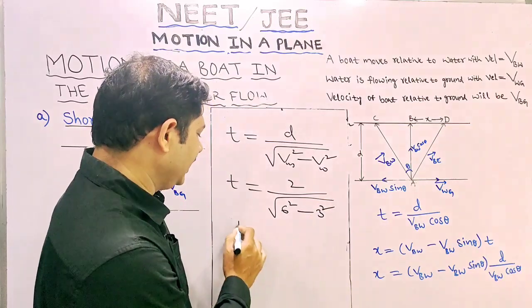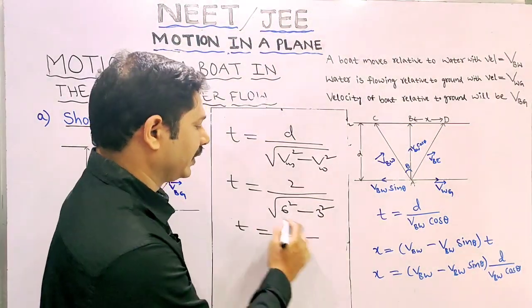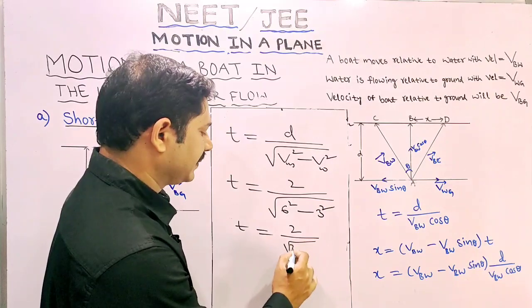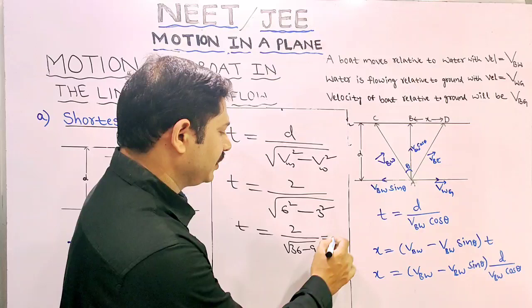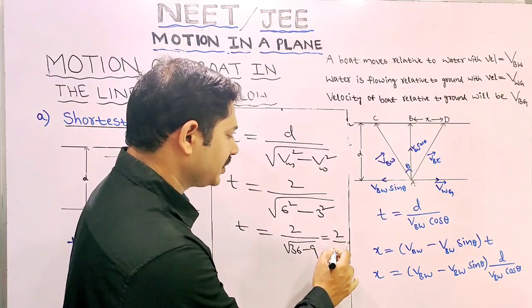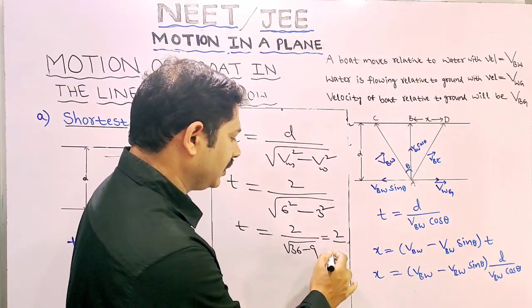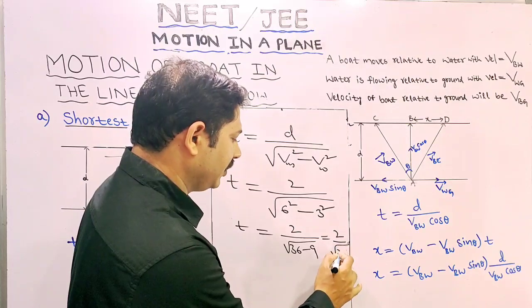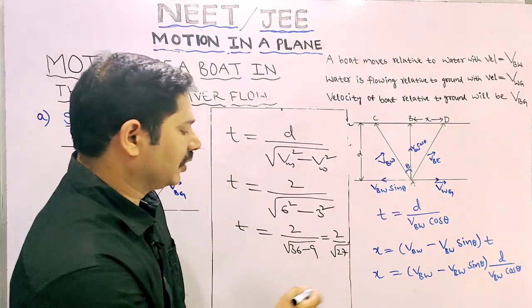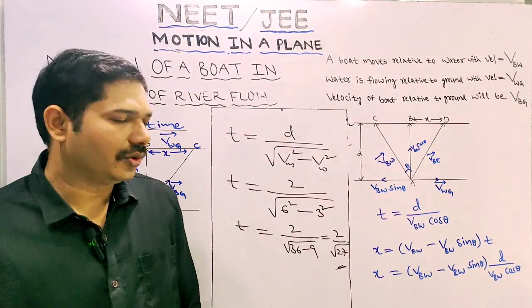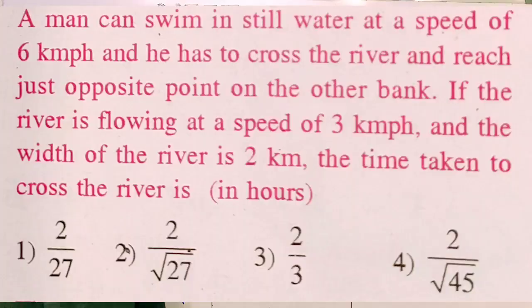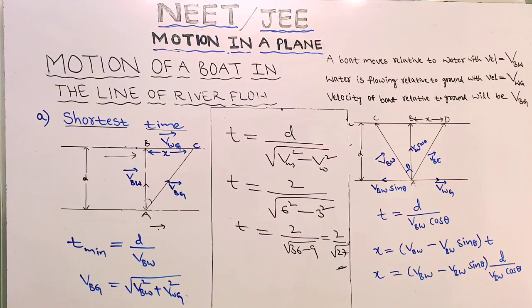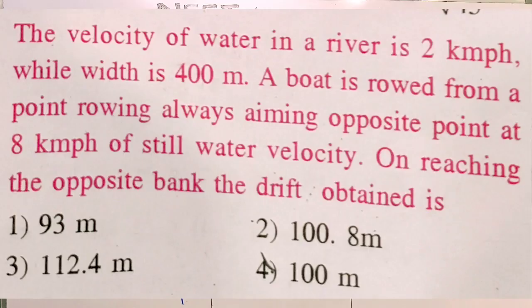T equal to 2 by the square root of 6 squared, 36 minus 9, so that is 2 by the square root of how much? 27. So therefore T equal to 2 by root 27 hours. Which option is correct? Here the second option is correct. Next one you can check.